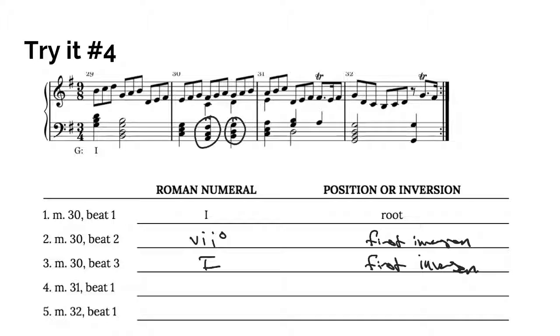Okay, but then that's a 1 chord. Measure 31, beat 1, is a first inversion chord as well, because the third is in the bass. And that's an A minor chord, which is the 2 chord. And in measure 32, beat 1, you can see that triad right there, GBD, which is the 1 chord, and that is in root position.